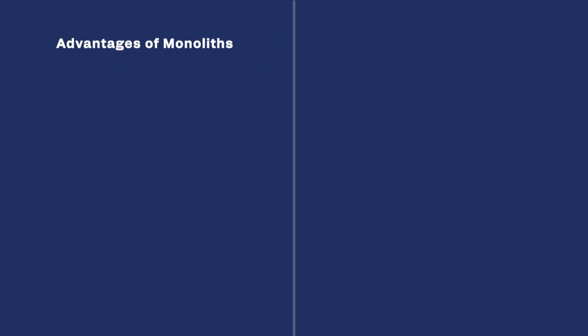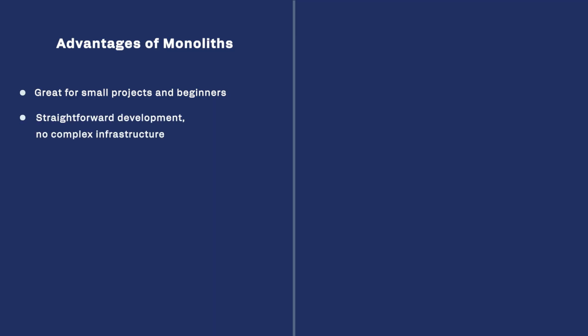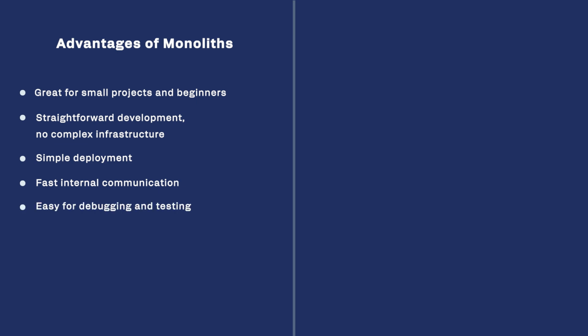Monoliths work really well in the early stages. They're great for small projects and beginners. Development is straightforward with no complex infrastructure. Deployment is simple because there's only one application to deploy. Internal communication is fast. Modules call each other directly without network requests. Debugging and testing are easier because everything runs in one place.